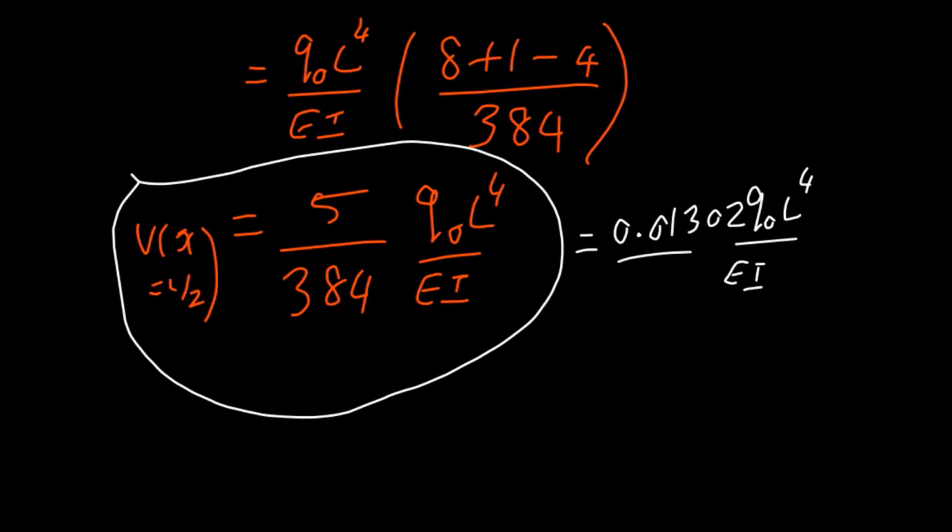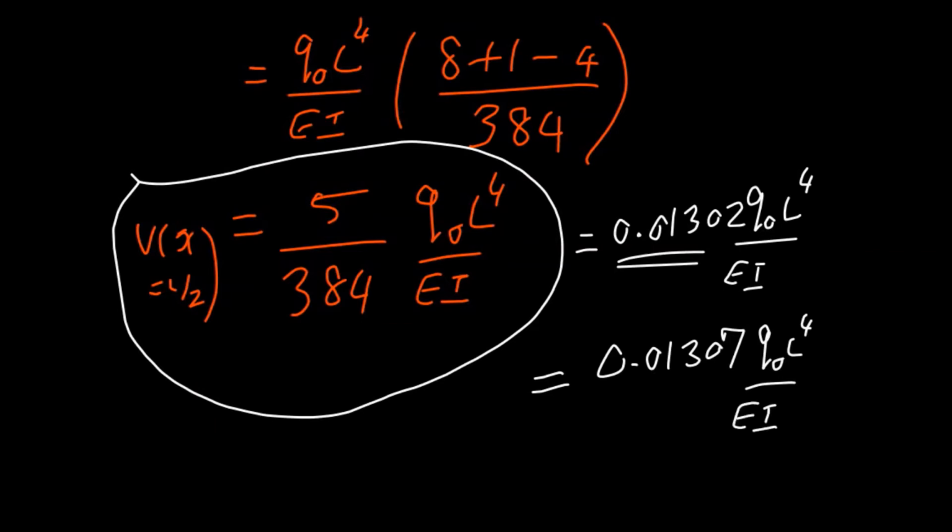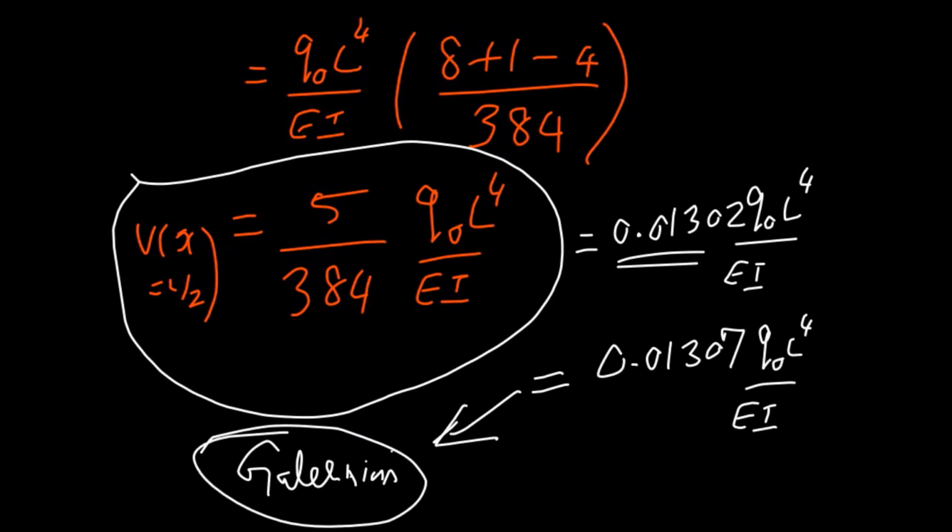The reason why I have to bother about these decimals is because if you solve the same problem by Galerkin's weighted residual method, the answer that you are going to get is 0.01307 Q naught L raised to the power 4 divided by EI, that is at the center. So this is by Galerkin's. Remember, it is Galerkin's weighted residual method that actually gives birth to the concept of finite element analysis. You can see from this result that it goes hand in hand, shoulder to shoulder with the exact method. So it sort of reaches the exact solution in an asymptotic manner.